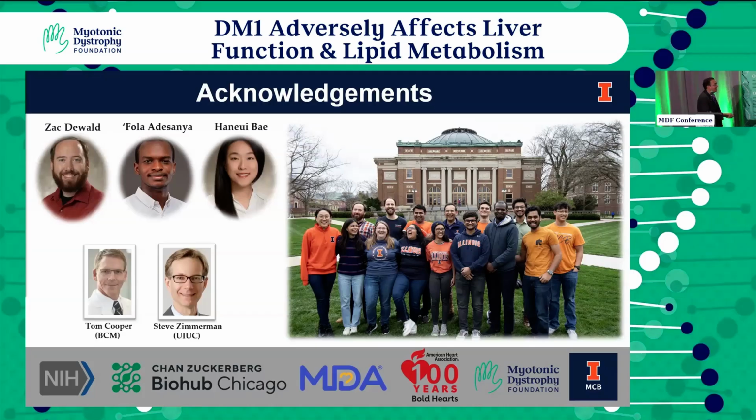Both of them have posters here, so if you haven't met them already, please go and check their posters out today. Fola is trying to find perhaps new defects in bioenergetics and mitochondrial dynamics that might be happening in various DM1 tissues. And Hani is now trying to understand the role of muscle-blind proteins in driving, and their sequestration in driving the liver pathology in DM1.